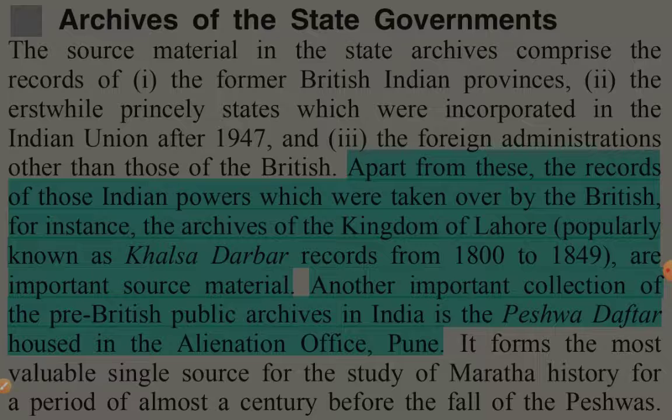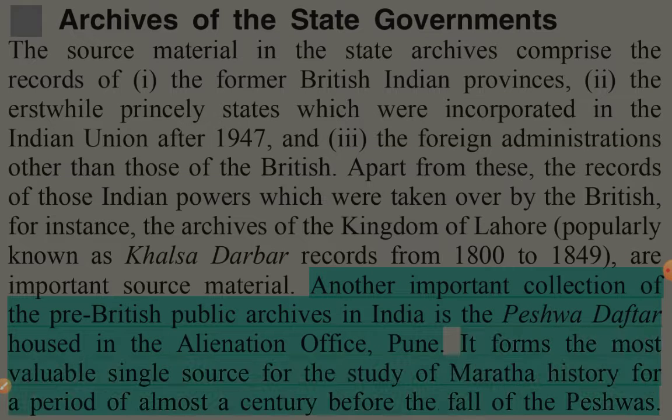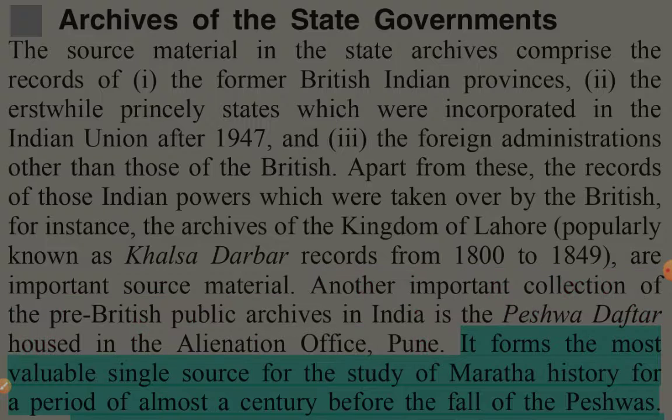Apart from these, the records of those Indian powers which were taken over by the British, for instance, the archives of the Kingdom of Lahore, popularly known as Khalsa Darbar records from 1800 to 1849, are important source material. Another important collection of the pre-British public archives in India is the Peshwa Daftar housed in the Alienation Office, Pune. It forms the most valuable single source for the study of Maratha history for a period of almost a century before the fall of the Peshwas.